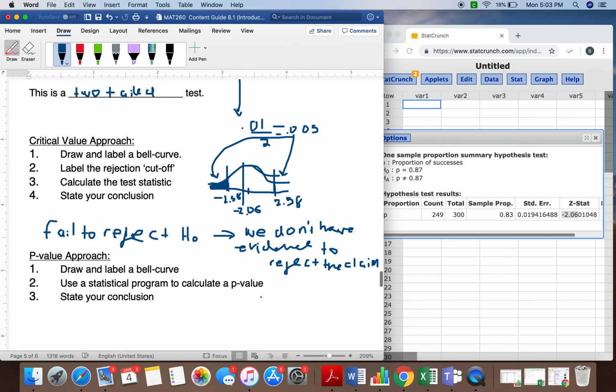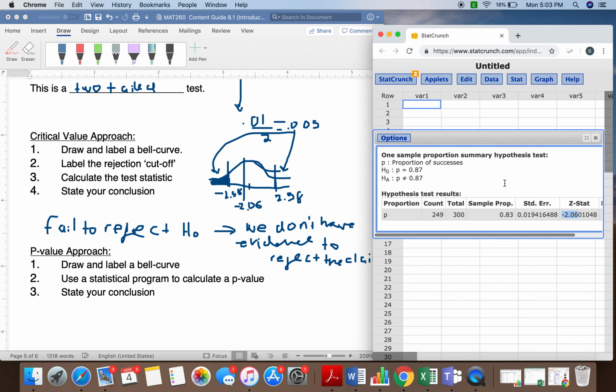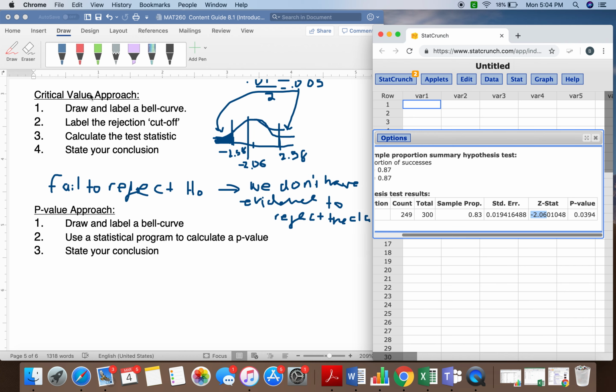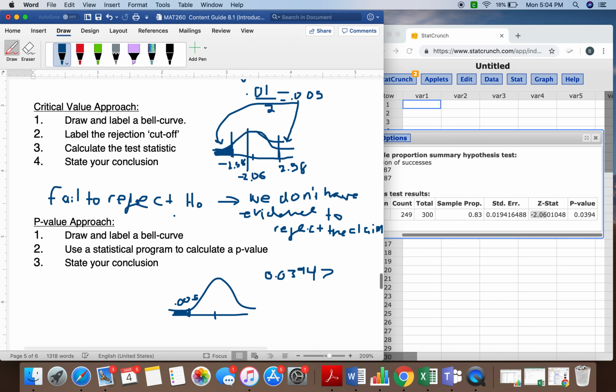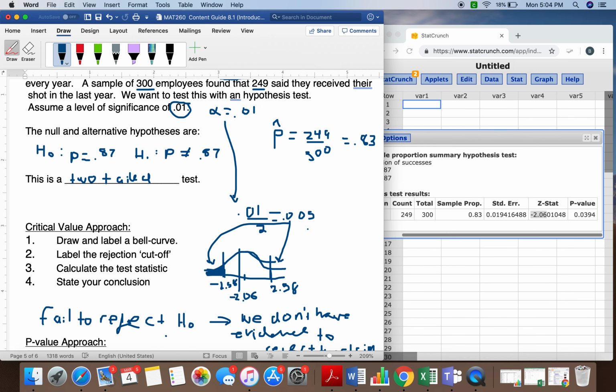So then we're going to do the p-value approach, and you'll just do the same steps in StatCrunch, but this time we're going to look at the p-value. So I'm going to draw out the same curve that we had before. And this time I'm going to label the 0.005 in both ends. We got a p-value of 0.0394. Now that is greater than our alpha, which was 0.01.